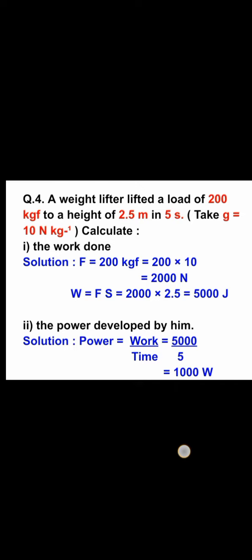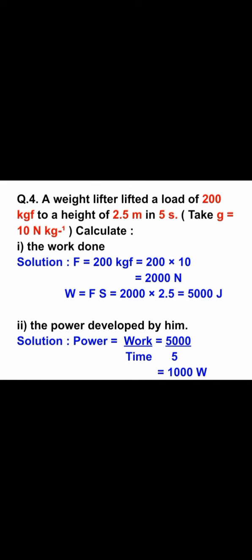So W equals F into S. Work done we have to find. F we just calculated, 2000, into 2.5, which is given as the height. After multiplying, you will get 5000 joule. Second part, power developed by him. Power's formula is work done by time. Work done we calculated in the first part, it's 5000, and time is given 5 seconds. So 5000 by 5 is 1000 watt, which is the answer.